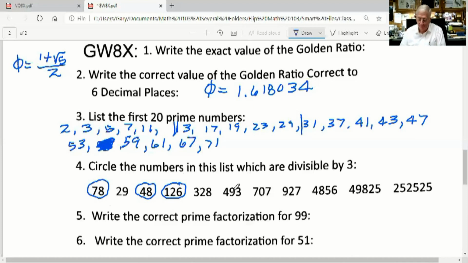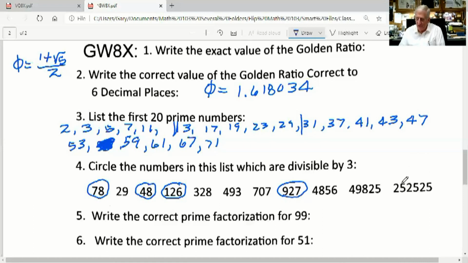493, well, that adds up to 16, so that's no good. 707, those two digits, 7 and 7, add up to 14, so that's not divisible by 3. I think you can see that this one is because it adds up to a total of 18, the 3 digits. Okay, the next one, it's 11 and 12, which I believe is 23, no good. All right, how about the next one? Let's see, 13 and 8 is 21, and 7 is 28. That doesn't look like it's any good either.